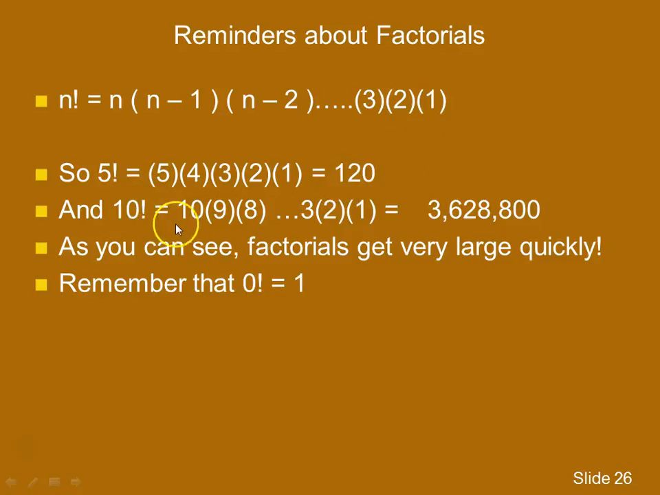10 factorial would be 10 times 9 times 8, etc., till you get down to the number 1, and you would have 3,628,800. As you can see, factorials get very large very quickly. Also, don't forget that 0 factorial is equal to the number 1. It's not 0, it's equal to 1.